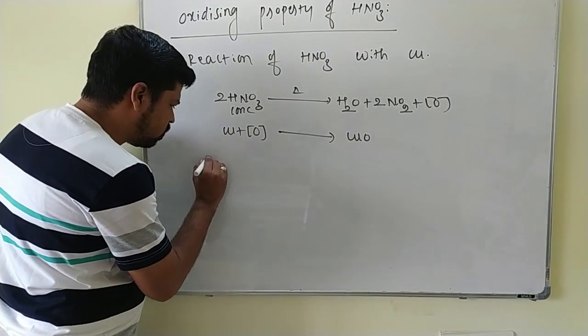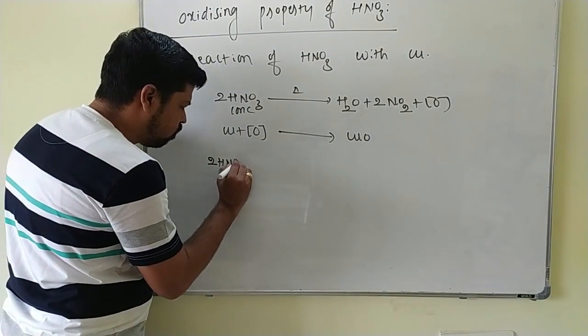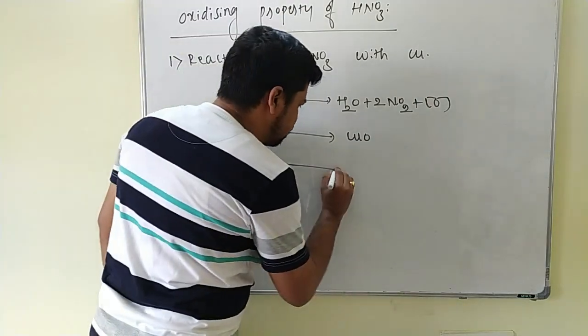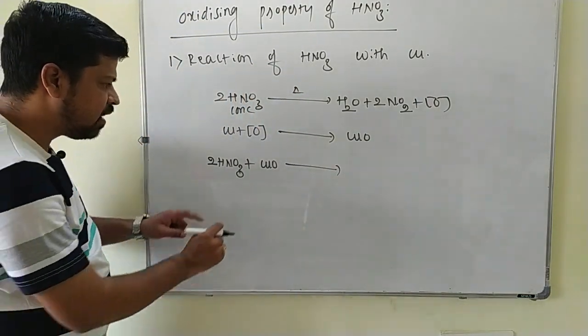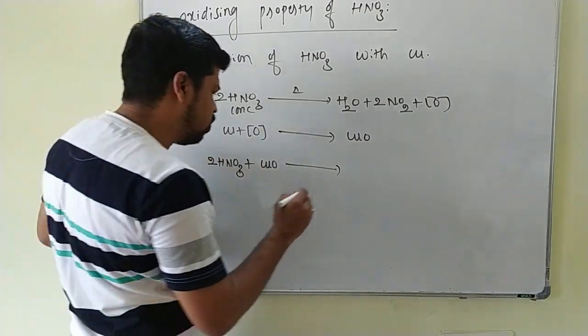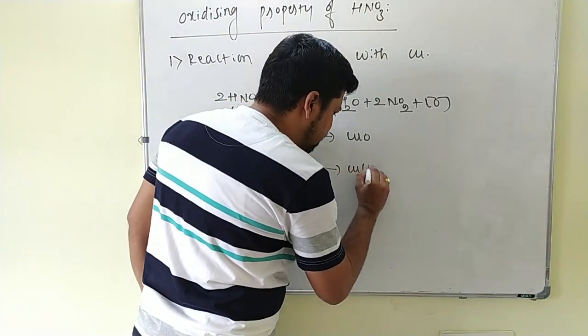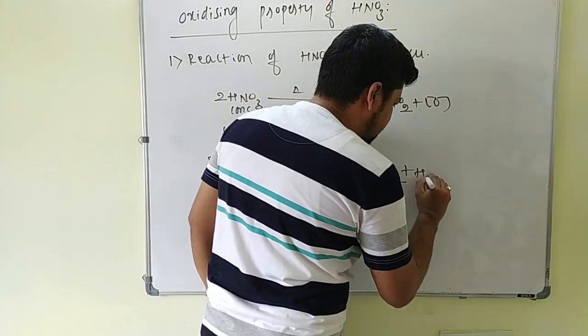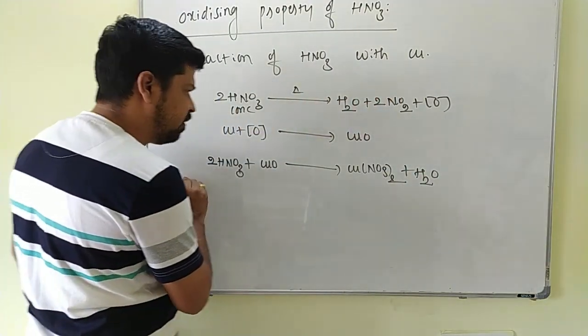This copper oxide, being basic in nature, again will react with HNO3 acid. So 2 times of HNO3 reacts with copper oxide. So what happens here? Again you will get copper nitrate, and 2 hydrogen, 1 oxygen, you form 1 water molecule. This you will get as copper nitrate plus water molecule.